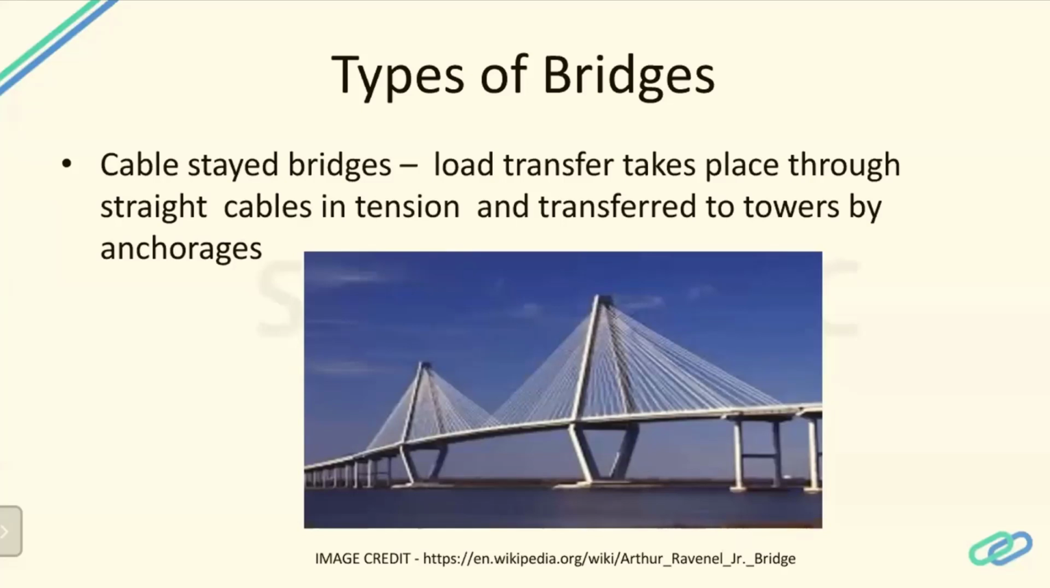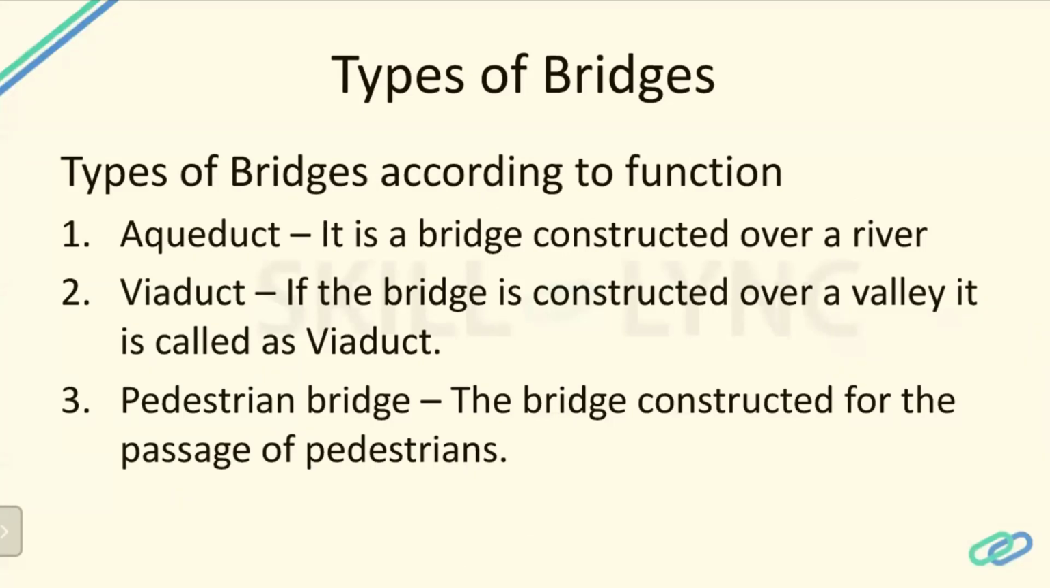And the tension is transferred through anchorages to the towers, and the towers transfer the load to the foundation. Usually, this is up to the road slab. The structure below is called the substructure, and above the roadway slab, it is called the superstructure of the bridge. Now we come to the types of bridges according to function.